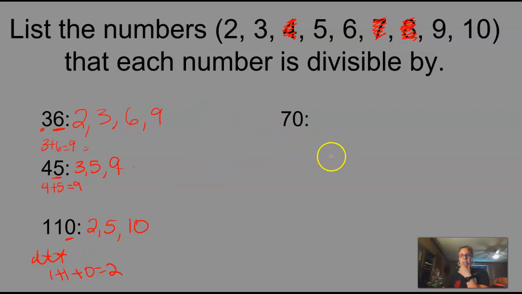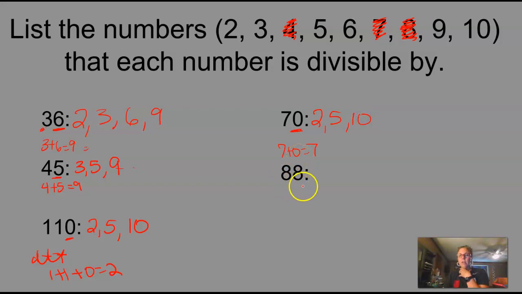70. We end in a 0, so it's even, yes. Well, what about 3? 7 plus 0 is 7. Does 3 go into 7? No. What about 5? Yes, it ends in a 0, so 5. 6? No, because it wasn't divisible by 3. 9 does not go into 7, and it ends in a 0, so 10.